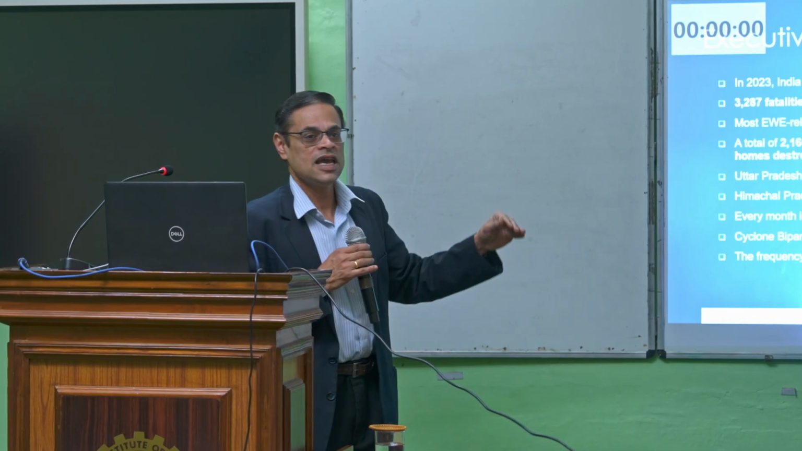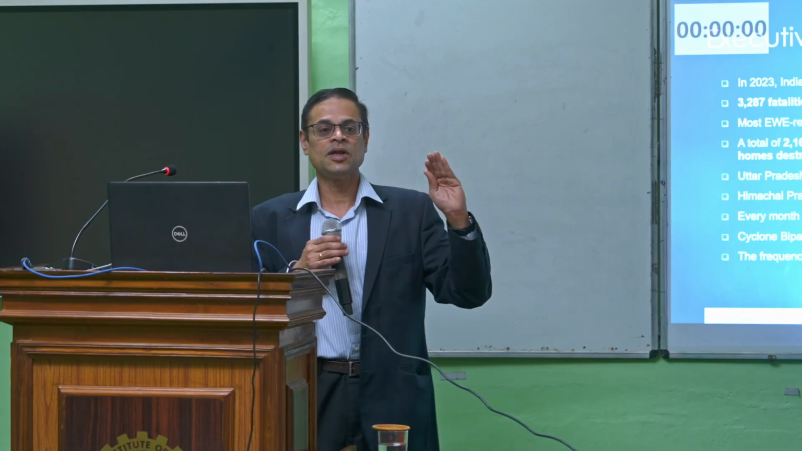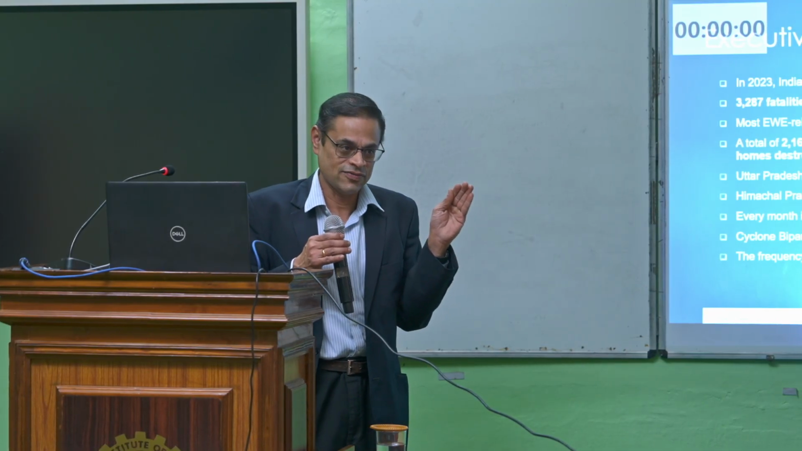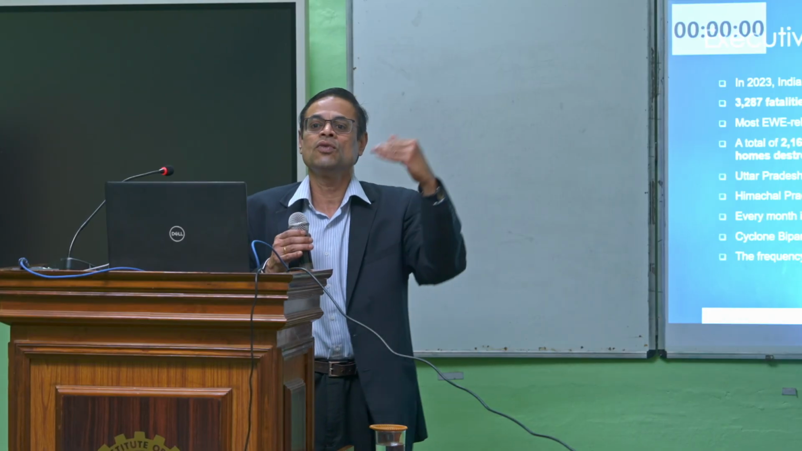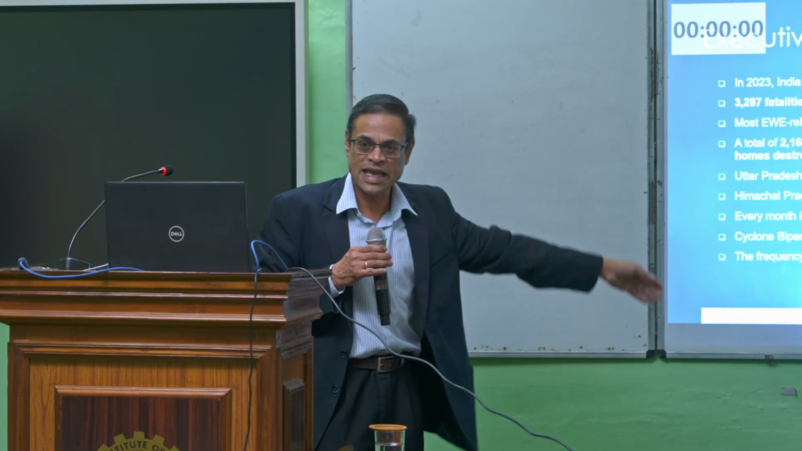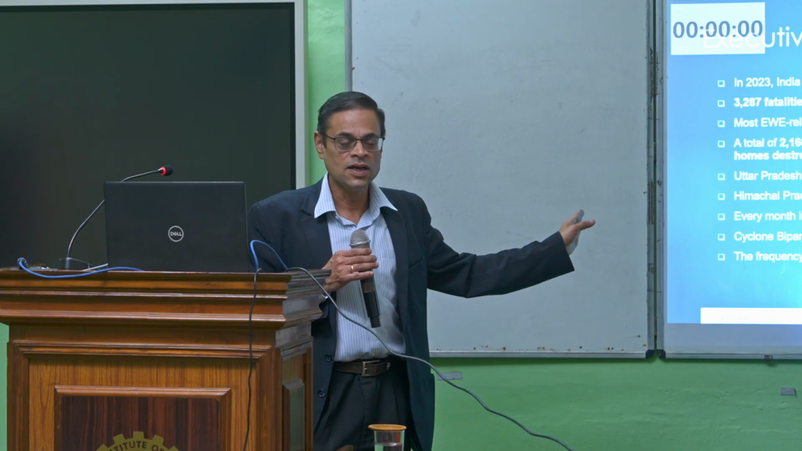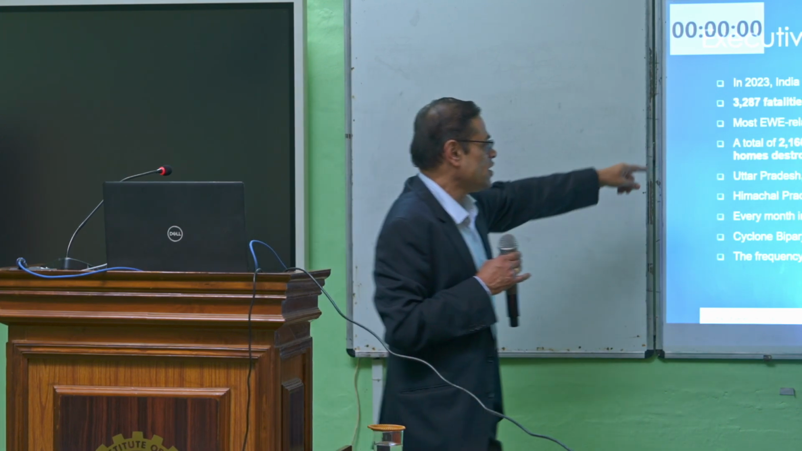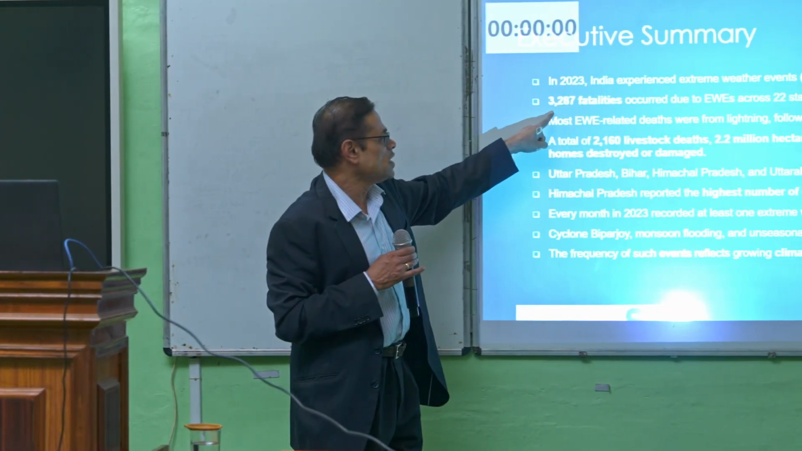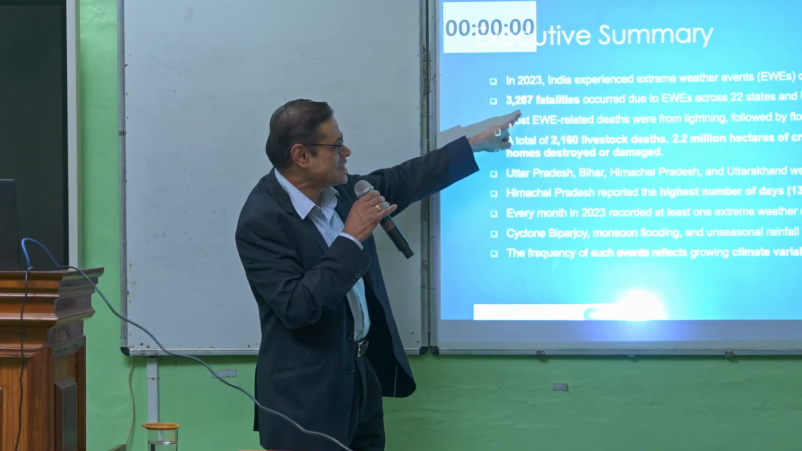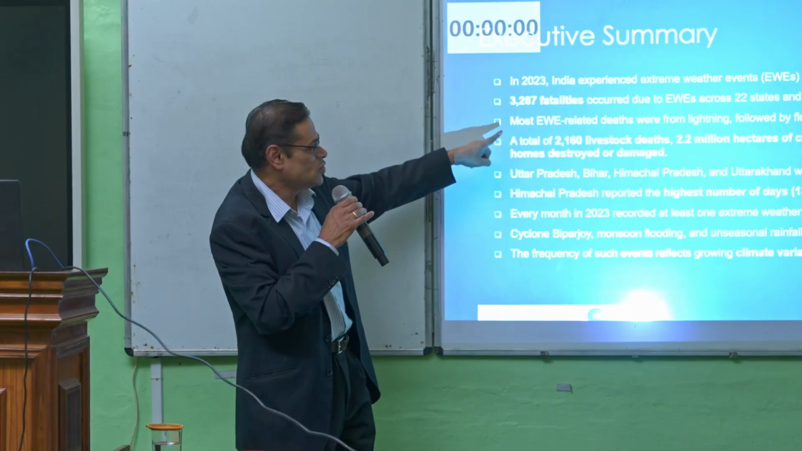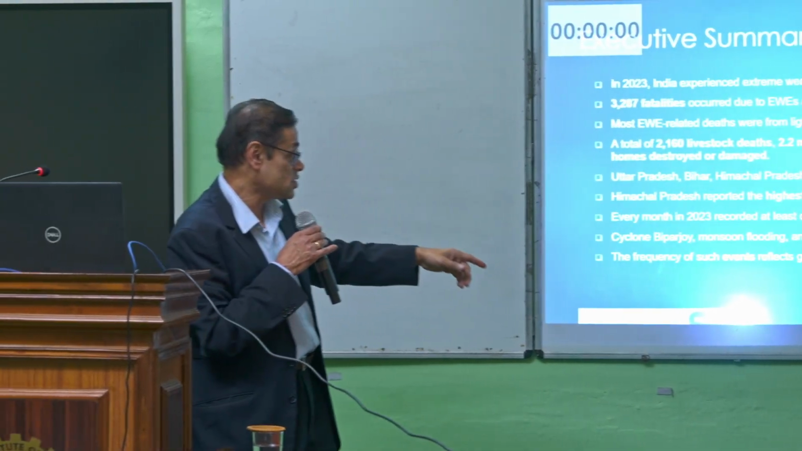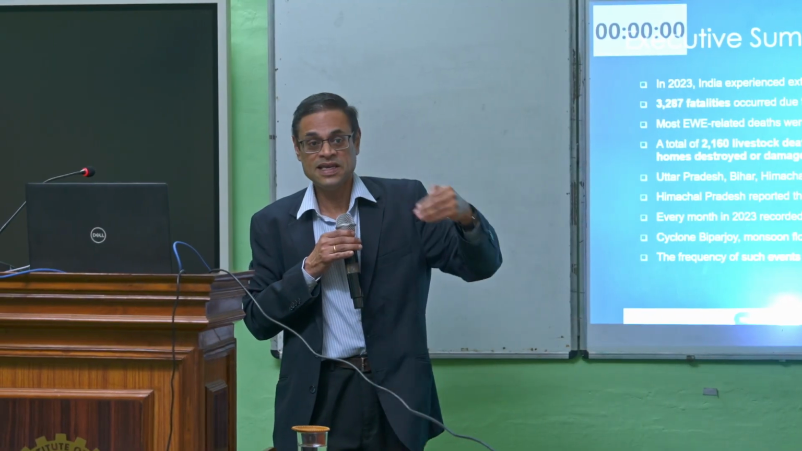The main idea is every year these extreme events are happening regardless of the region that you live in. It's not that any place is safe. Every place has its own issues in one form or the other. If you consider those 8 extreme events that they have listed, one or the other region will have one or the other of these extreme events. In 2023 alone, 3,287 people lost their lives, right? In 22 states. It's a big area that we are talking about, and union territories. And that number is going up year after year.